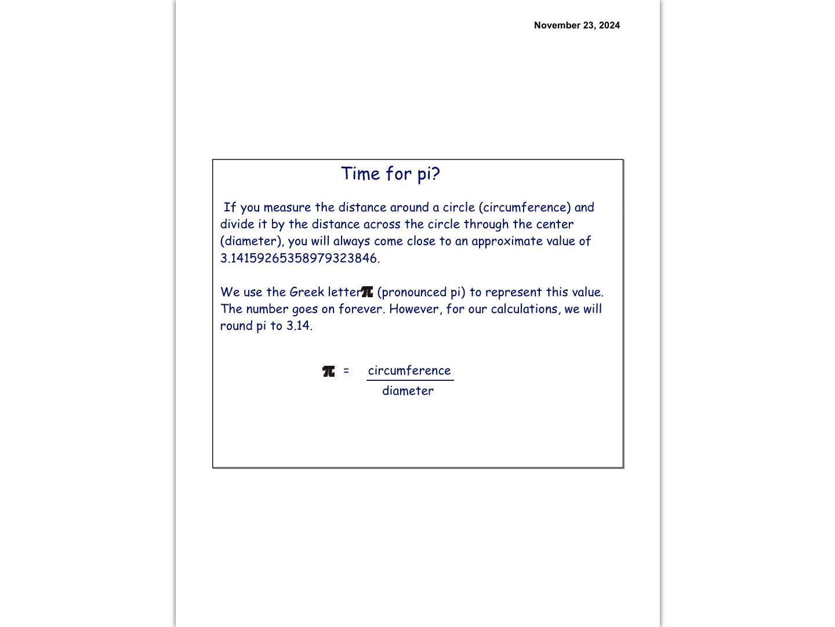So pi is an interesting mathematical concept that's been around for thousands of years. If you measure the distance around a circle, which is called the circumference, and divide it by the distance around the circle through the center, you will always come close to an approximate value of 3.14 and then this extremely long number. We use the Greek letter pi, pronounced pi, to represent this value. The number goes on forever. However, for our calculations, we'll round pi to 3.14.